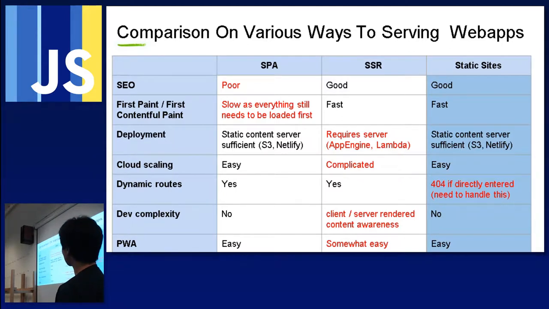How about the time to first paint? For SPAs, because you have to load, the bigger the application again, the slower it is. But for SSR and static sites, it's faster, definitely. Deployment is very easy for single page applications. You can serve it from S3 or from Netlify or Google Cloud.